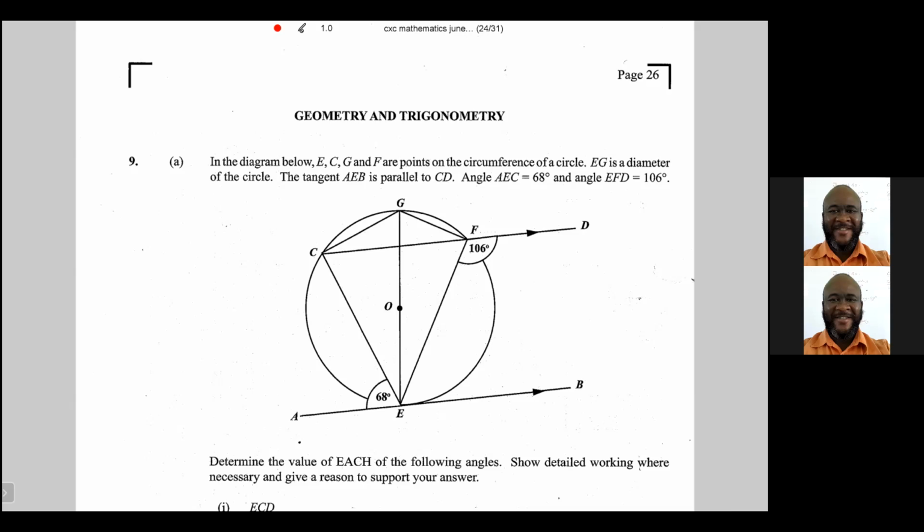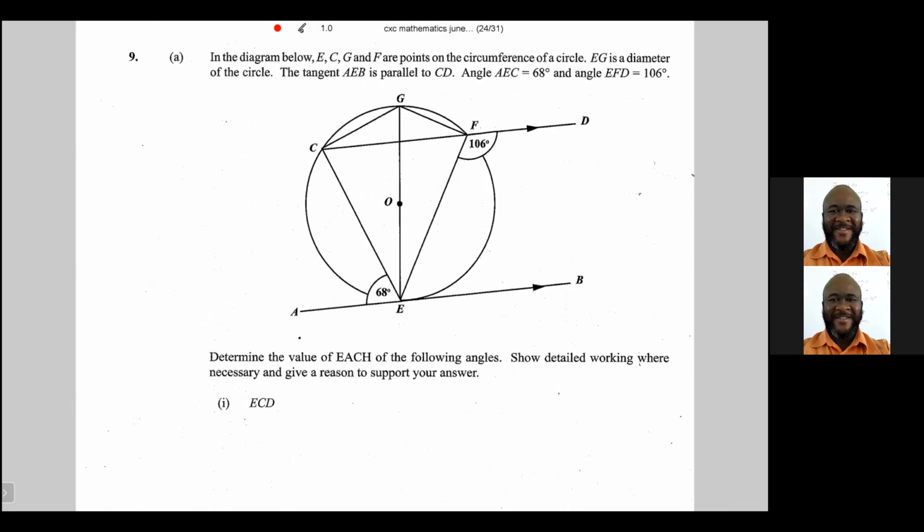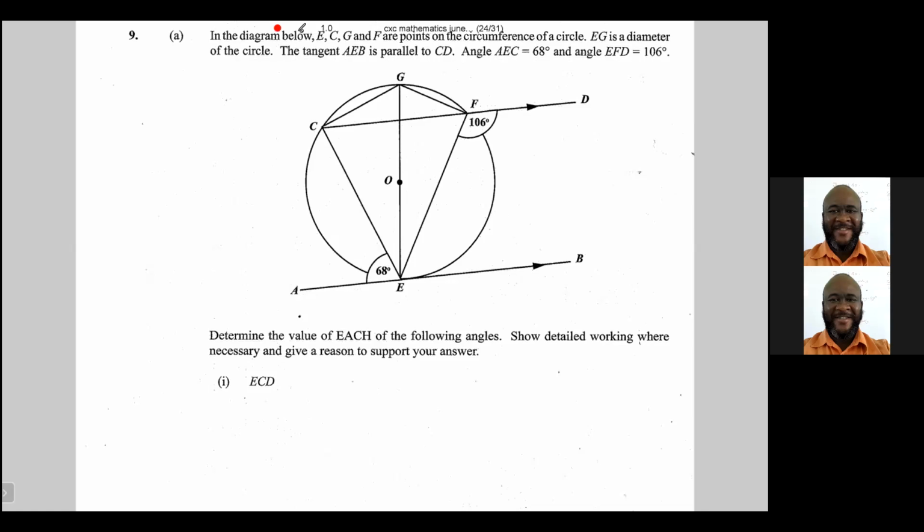This says determine the value of each of the following angles, show detailed working where necessary, and give a reason to support your answer. So the first angle we need to find is angle ECD. All right, so the first angle we're asked to find is angle ECD. So that's this angle here.